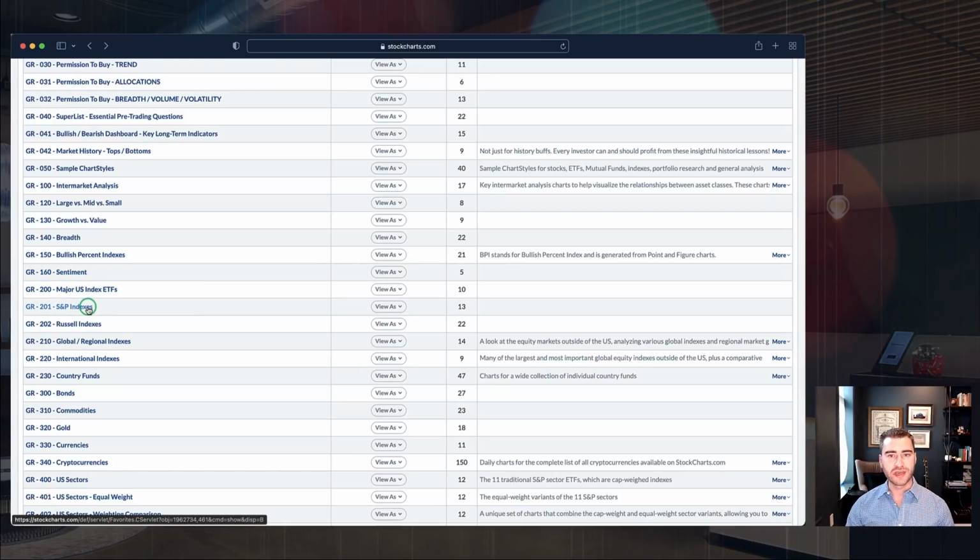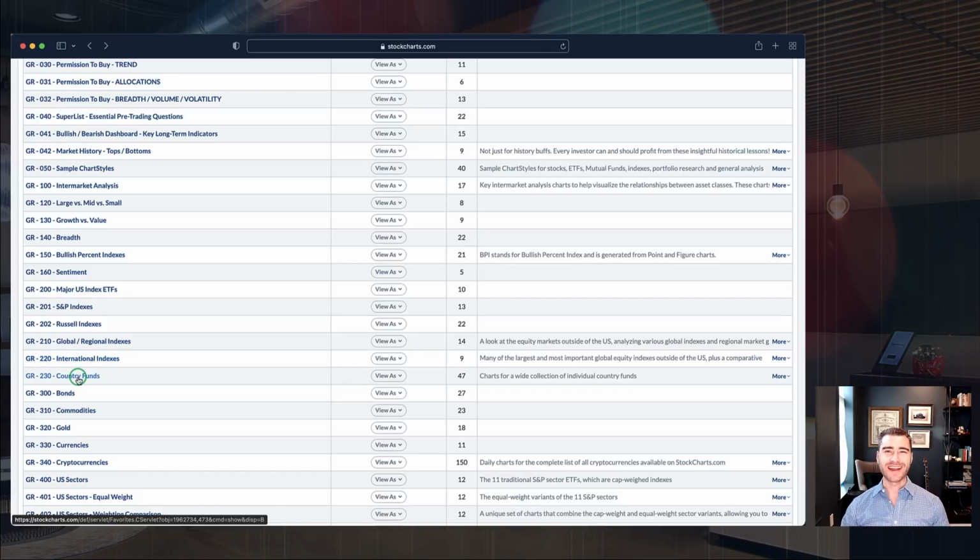We've got all the S&P indexes in one group, one list, all the Russell indexes in one list as well. We have a list for global and regional indexes. So looking at things like the EFA index, emerging markets, all those different kind of global groups that we can take a look at. Then we dig into some of the international indexes for different countries. So this is things like Germany, for instance, Canada, different specific international indexes that we want to keep an eye on.